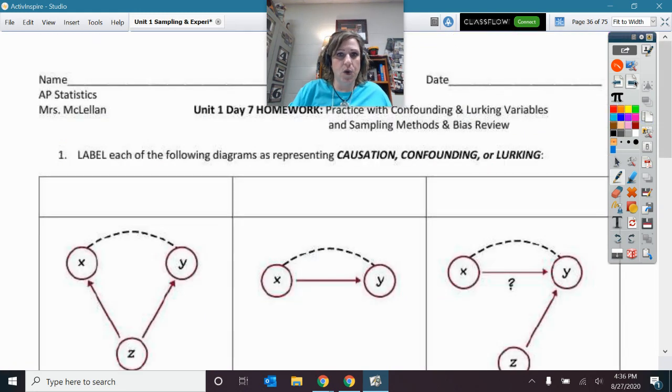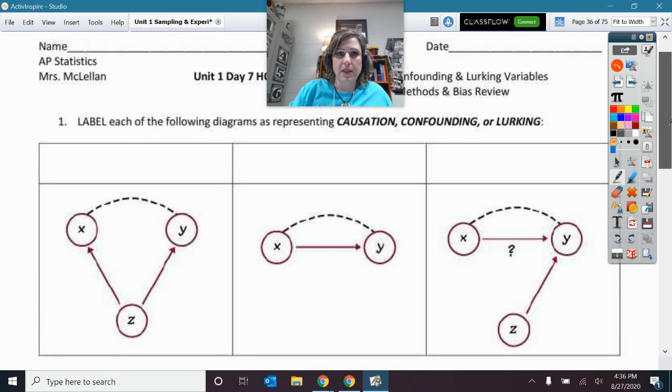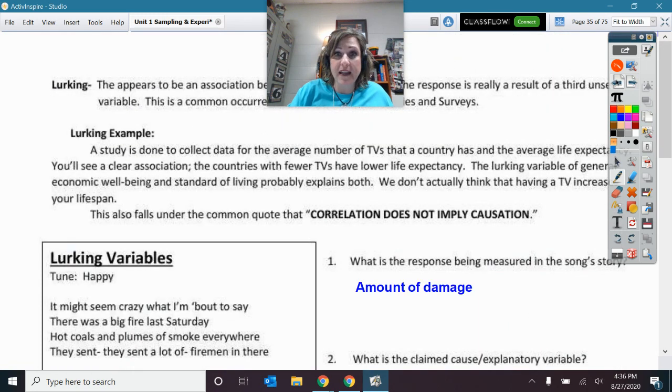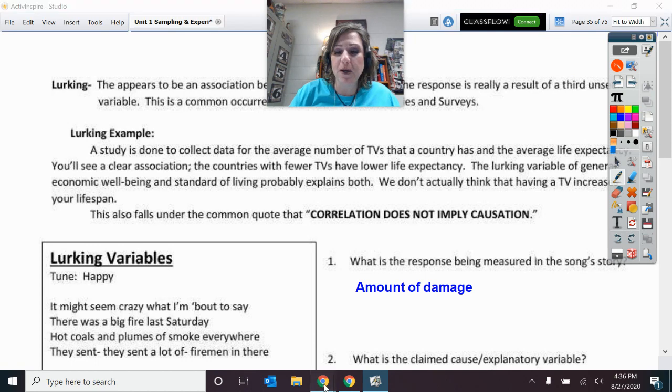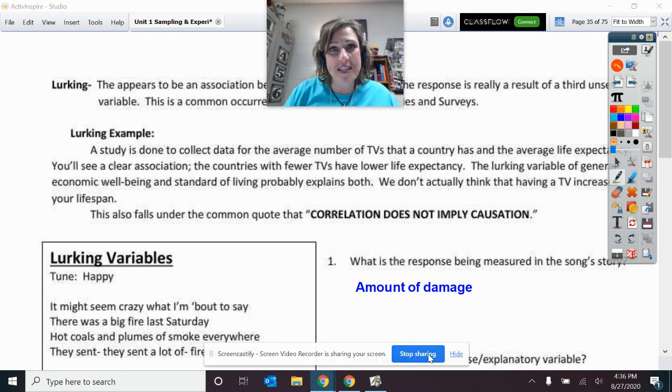All right. So I think that was all of the notes between lurking and confounding. Hopefully that cleared it up. I'll attach the songs to this page so that you can also listen to those if you want to. They're kind of silly, especially the 99 variables in the experiment. That one's pretty crazy. Okay. All right. I hope that clears things up for you.